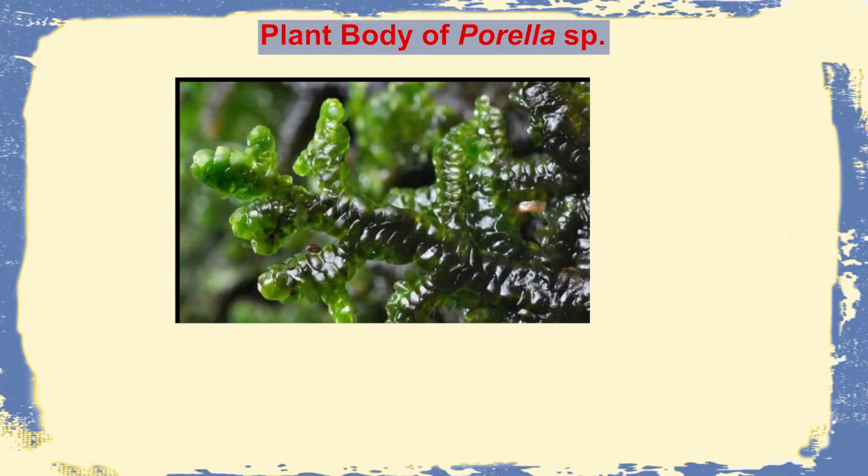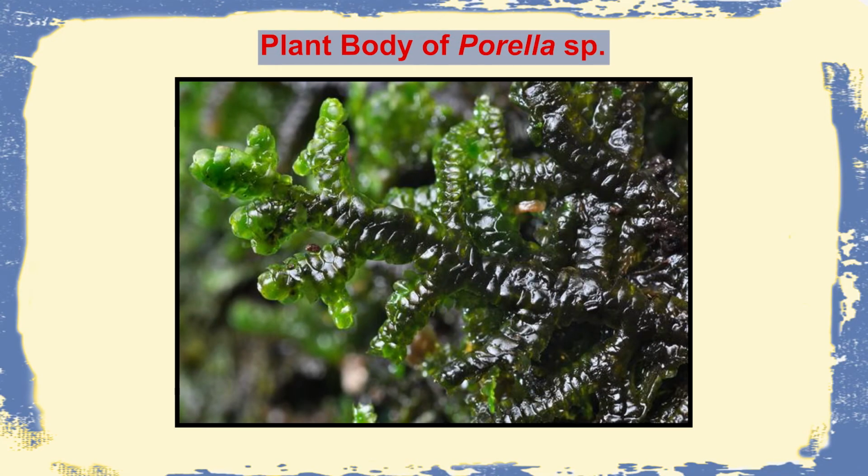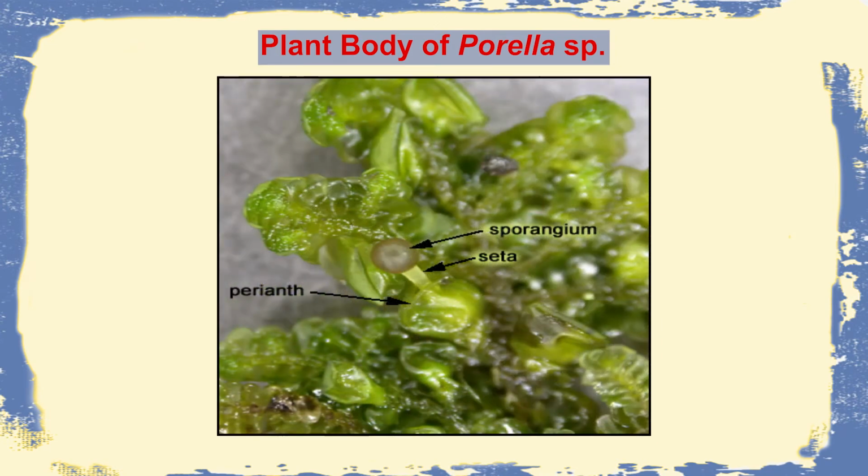Next, I would discuss the thallus structure of Porella. The Porella plant body is differentiated into different types of leaves, and as we can see in this diagram, the sporophytic portion has differentiated into a seta, there is a sporangium, and it is also protected by an outer covering known as the perianth.